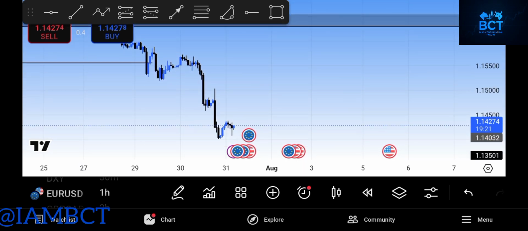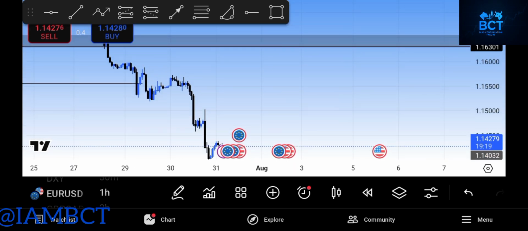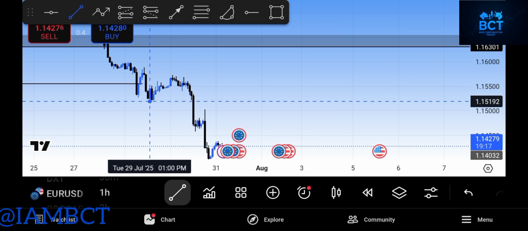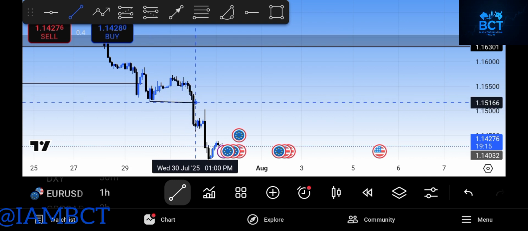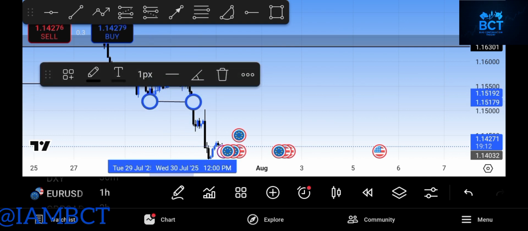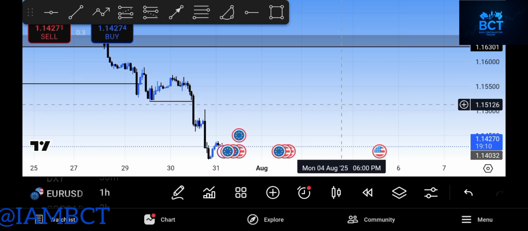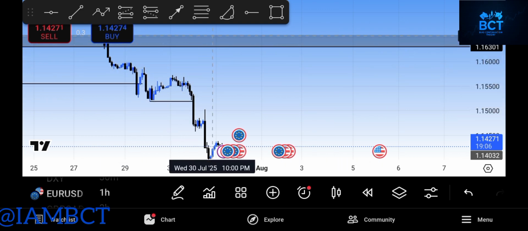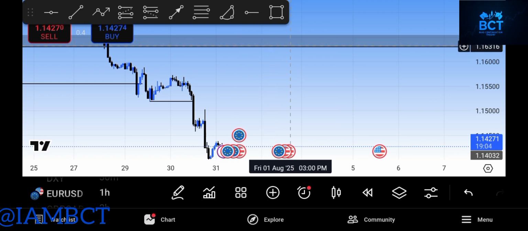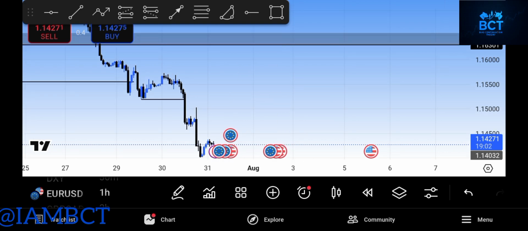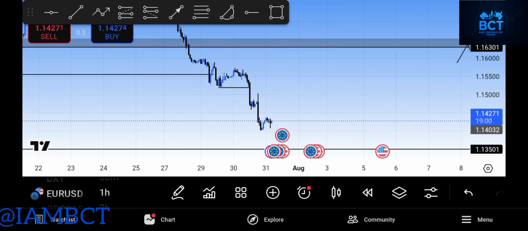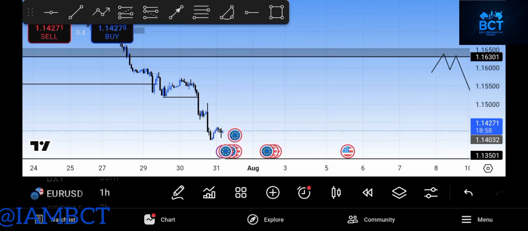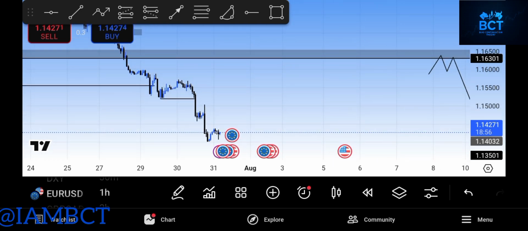If price tends to clear out this whole zone, which it's likely going to do, and come up, this is where we are going to be taking our entry from. So I'm still going to be updating you guys on how the trade later went, if the trade actually played out.